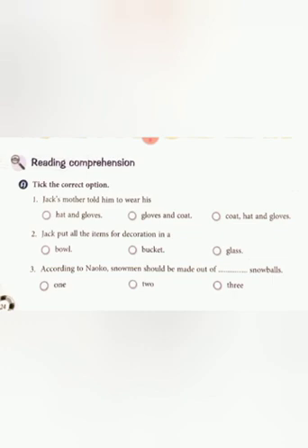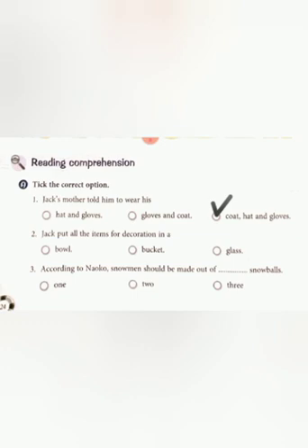Now let us do the book back exercise. First one is reading comprehension. Tick the correct option. First question: Jack's mother told him to wear his dash. The options are hat and gloves, gloves and coat, coat, hat and gloves. Which is the right answer? Yes, it's coat, hat and gloves.